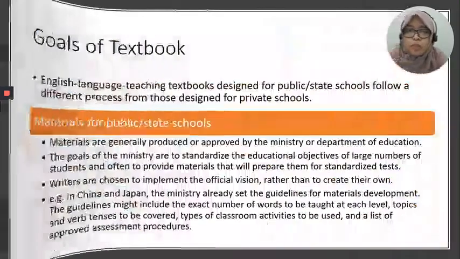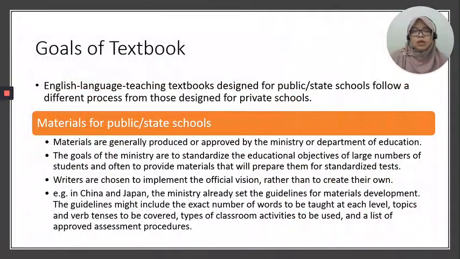And then the goals of textbooks. If we talk about the goals of textbooks, there are actually two. Now we are talking about books for school, not the other books for TOEFL or others. We will talk about books designed for schools. Okay, now we try to be more specific.